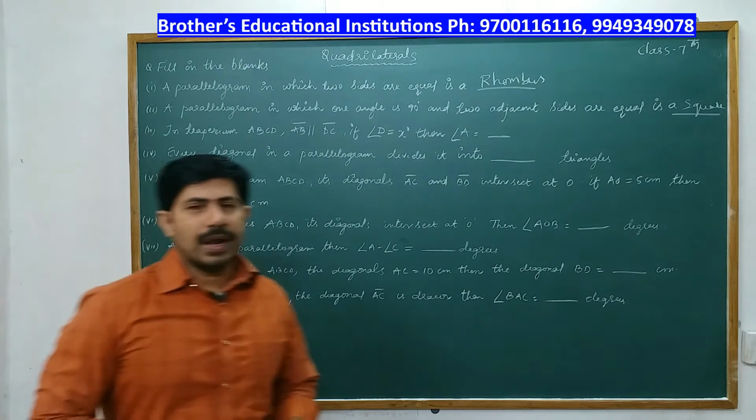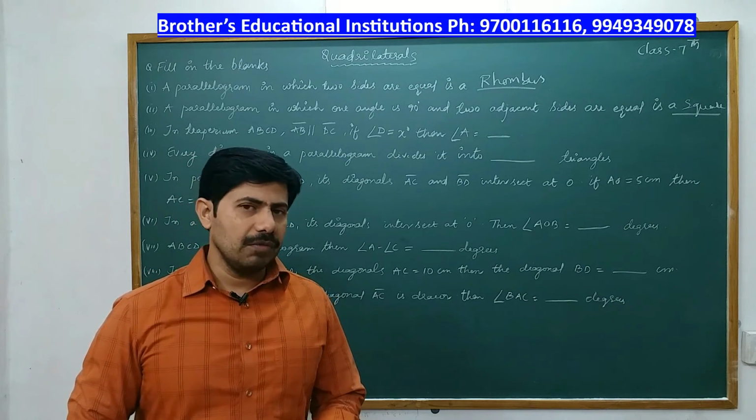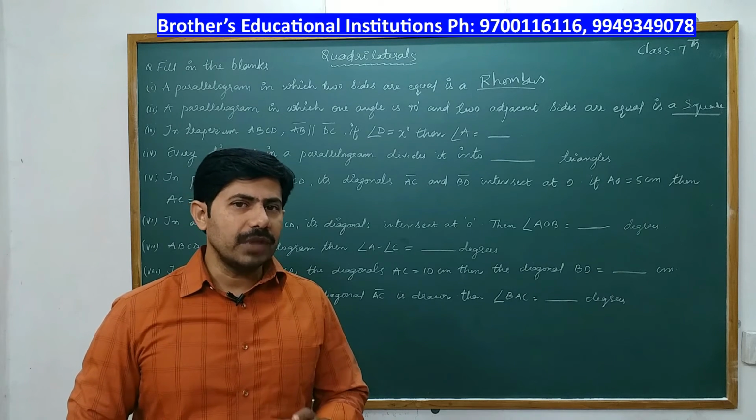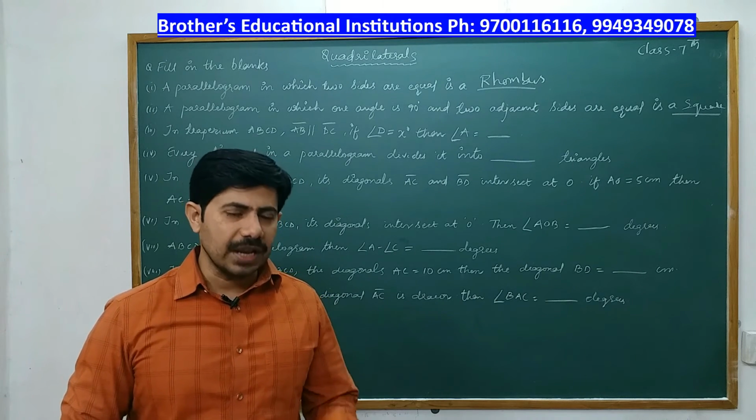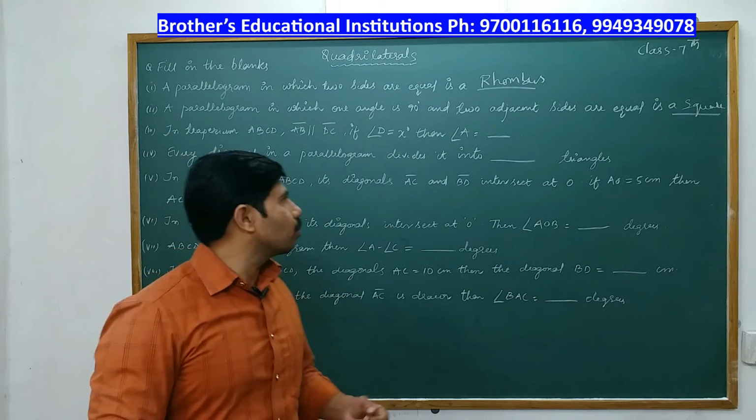A parallelogram in which one angle is 90. Suppose in a parallelogram the angle will be acute. So one angle will be acute. Here, if it is not acute, if it is 90 degrees and the adjacent sides are equal, it will become a square.